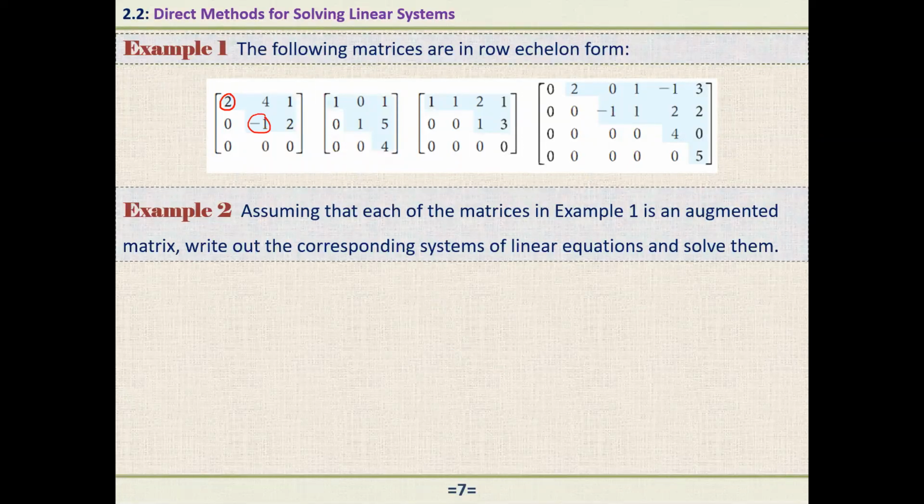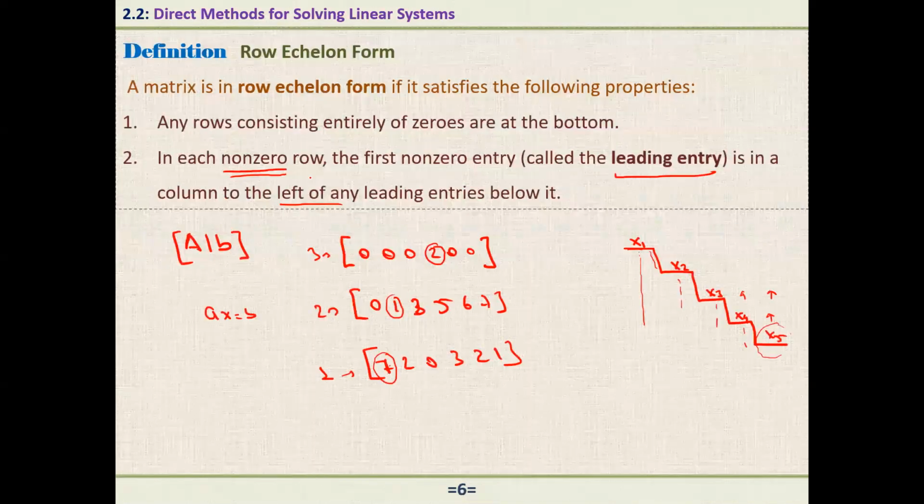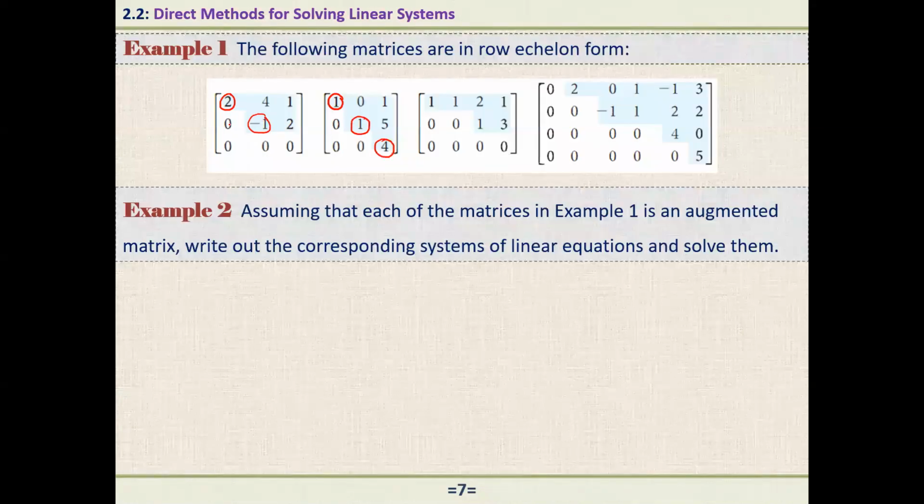And how about the second one? The first leading entry here is 1, right? In the second line, the first leading entry is 1. In the third row, the first leading entry is 4. And by the definition, in each non-zero row, the first non-zero entry, called the leading entry, is in a column to the left of any leading entry below it. So you see here, below this, to the left, right? Here also to the left. For example, this one is to the left of this leading entry below.